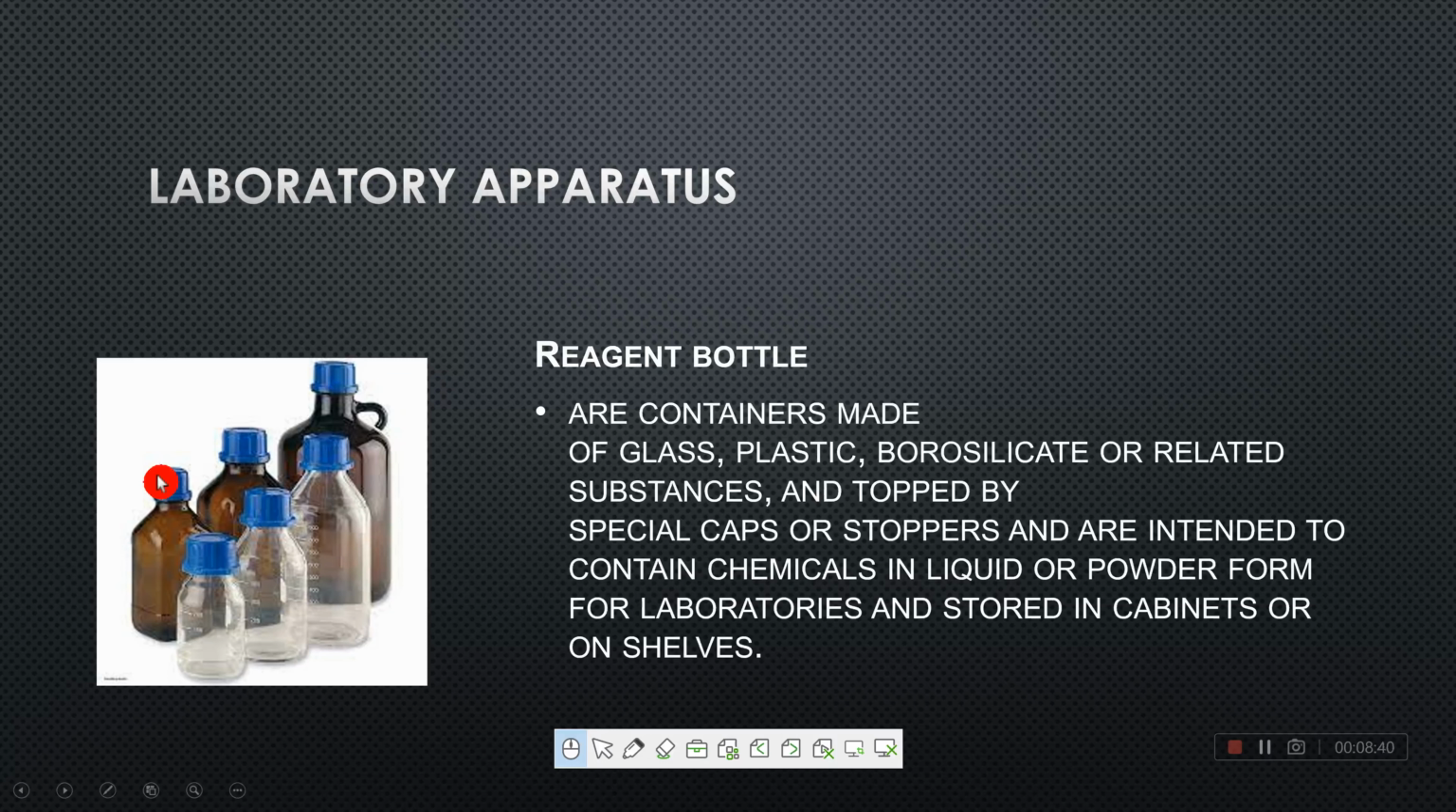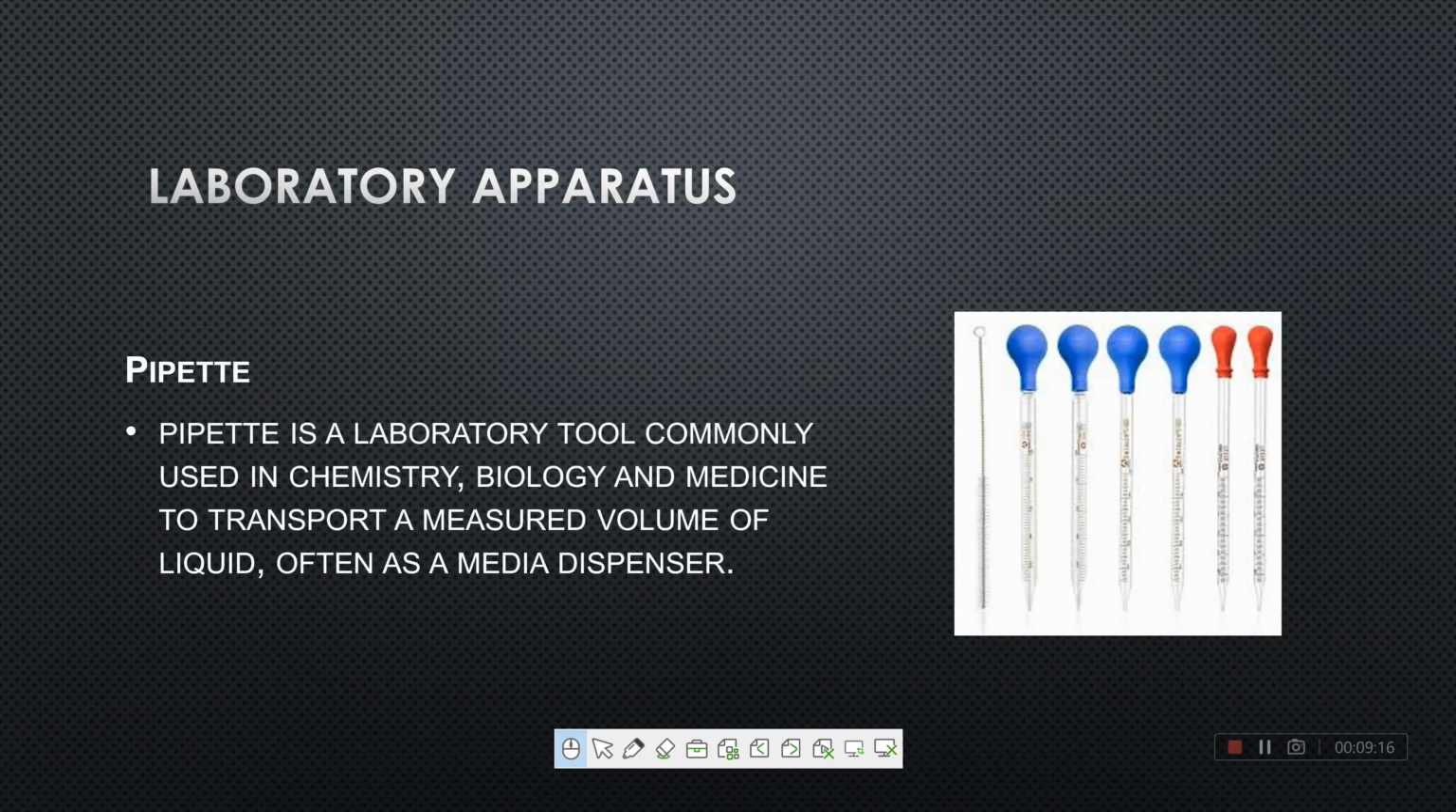So those solutions which react to sunlight or light are stored in amber color bottles. These are the brown color bottles, called amber color bottles. So they are stored in amber glass bottles. Alright, special caps or stoppers are present in these reagent bottles to minimize the spillage or the reaction of these solutions or chemicals. Alright, so these are stored in the cabinets or the shelves.